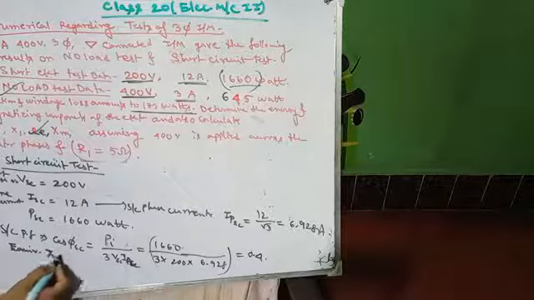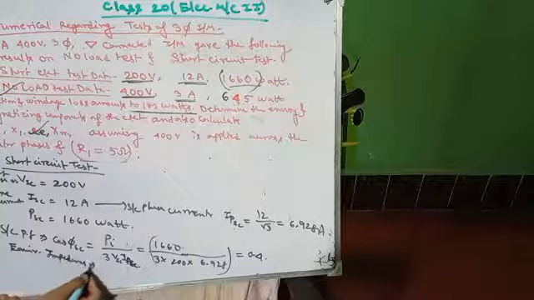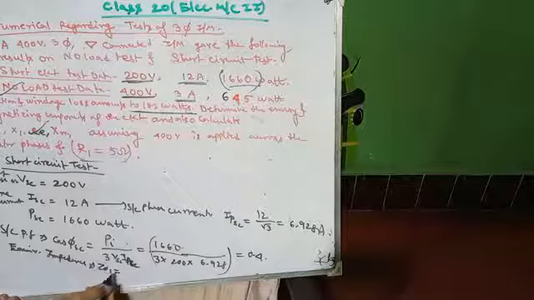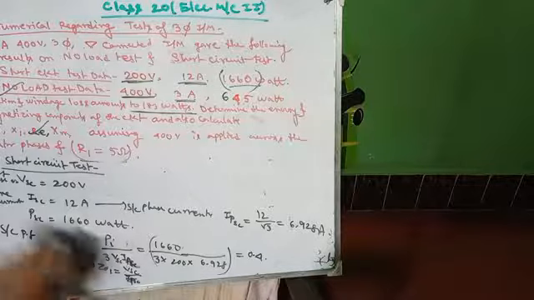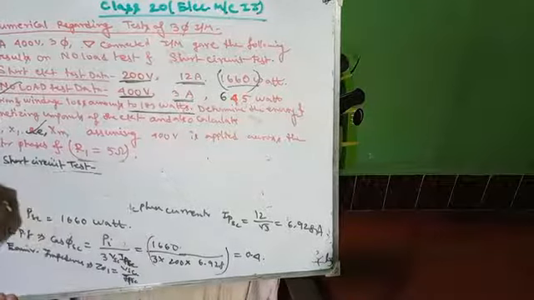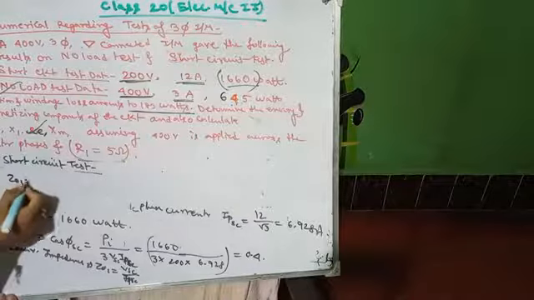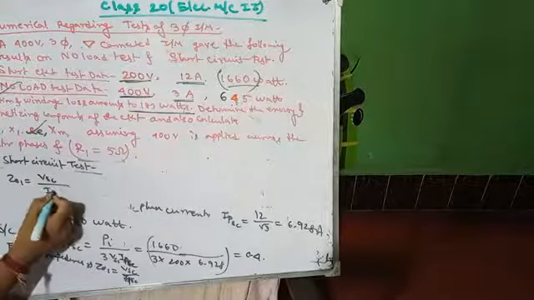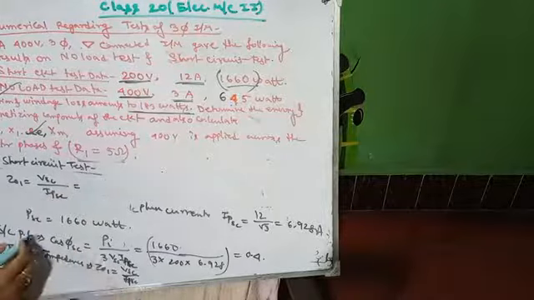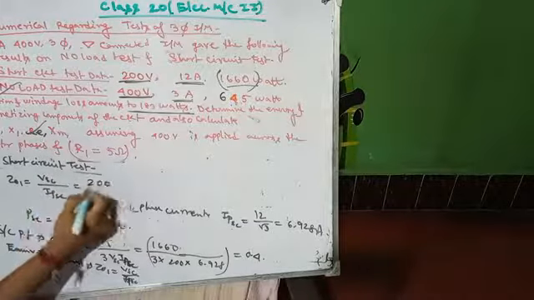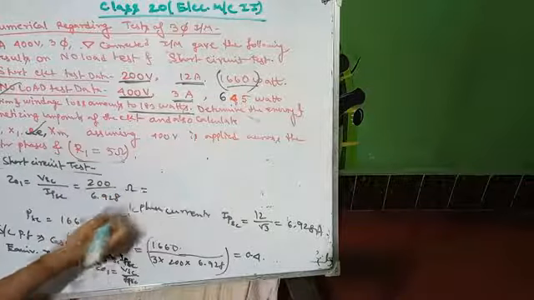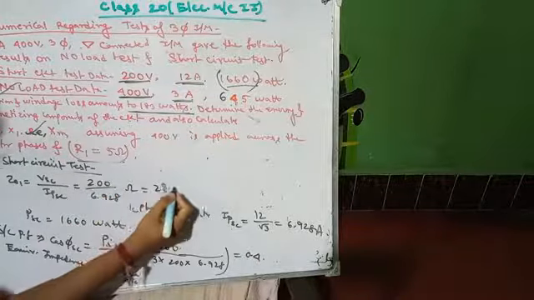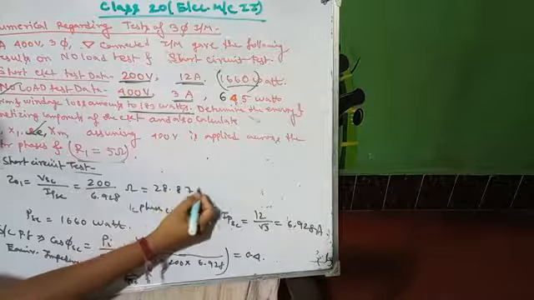Now Roman 2, that will be equivalent impedance. Equivalent impedance Z01 will be equals to VSC by IPSC. So Roman 2 equals to Z01 equals to VSC by IPSC. VSC equals to 200 and IPSC equals to 6.928, right? So this will be the answer, 28.87 ohm.